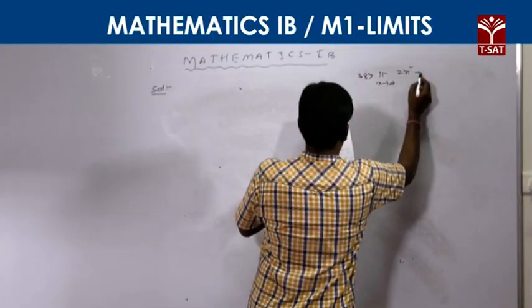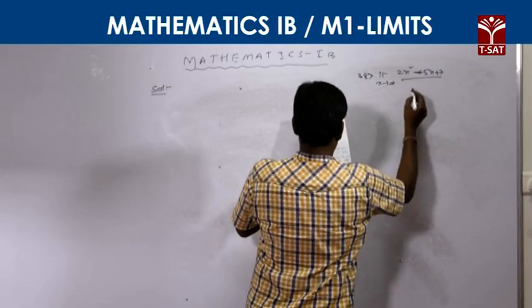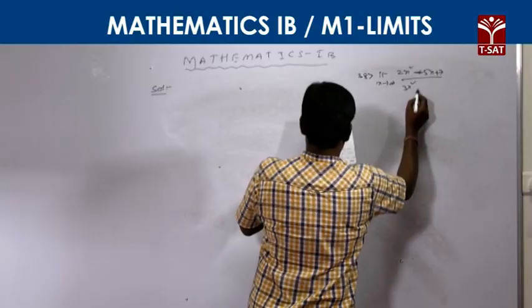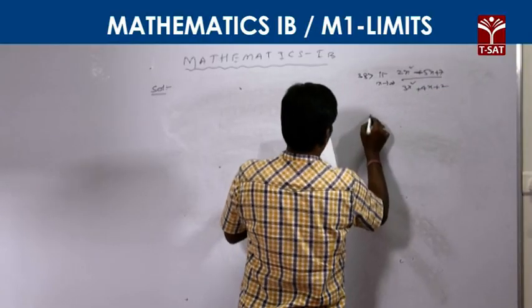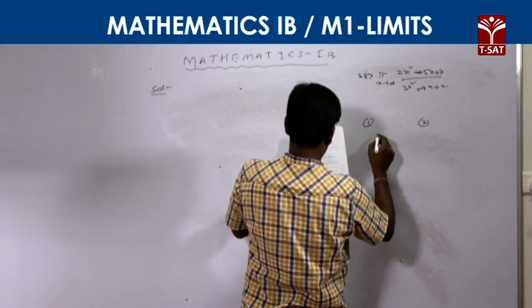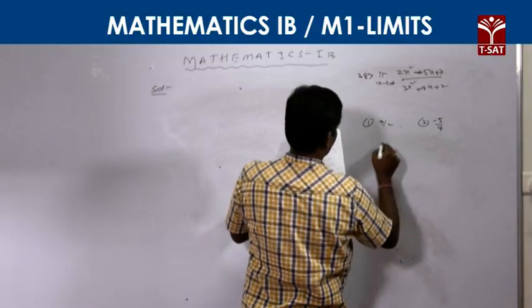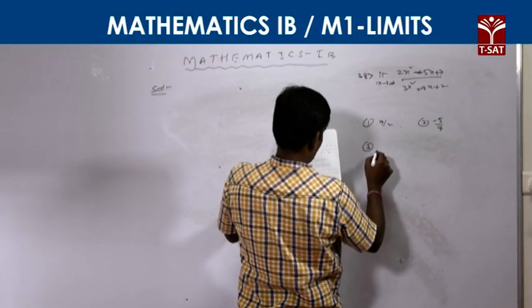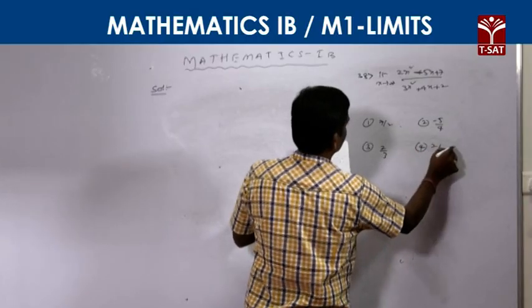Limit x tends to infinity, (2x square minus 5x plus 7) by (3x square plus 4x plus 2). Options are 1, 7 by 2, minus 5 by 4, 2 by 3, does not exist, 2 by 7.